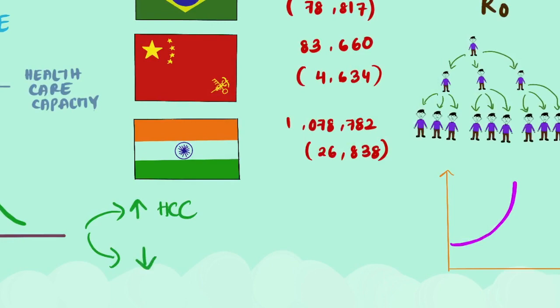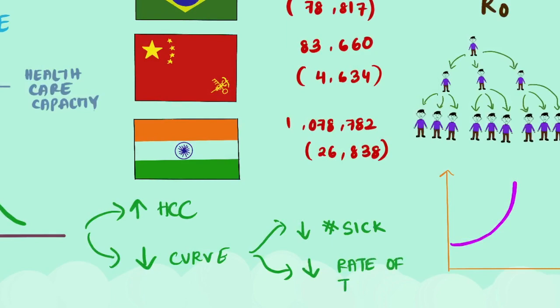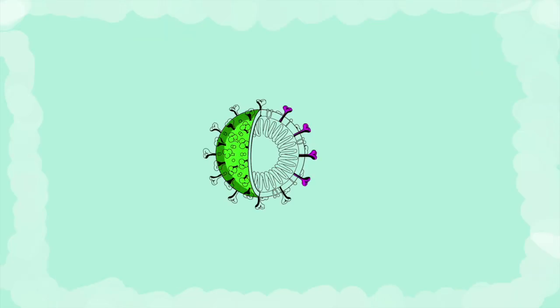But the main question is, how do we reduce the height of the curve? First, we can reduce the number of sick people by proper health management, and second, we can decrease the rate of transmission. This is done by quarantining the symptomatic and asymptomatic patients. Okay, now that we have done with our epidemiological section, let's continue with the virology of COVID-19.